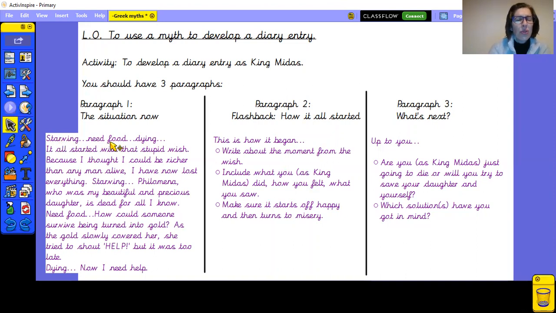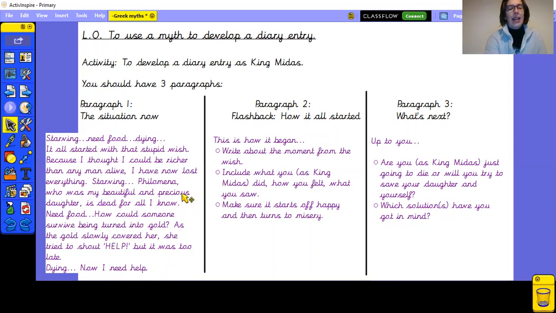Starving, need food, dying. It all started with a stupid wish. Because I thought I could be richer than any man alive, I have now lost everything. Starving. Philomena, who was my beautiful and precious daughter, is dead for all I know. Need food. How could someone survive being turned into gold? As the gold slowly covered her, she tried to shout, help, but it was too late. Dying. Now I need help.